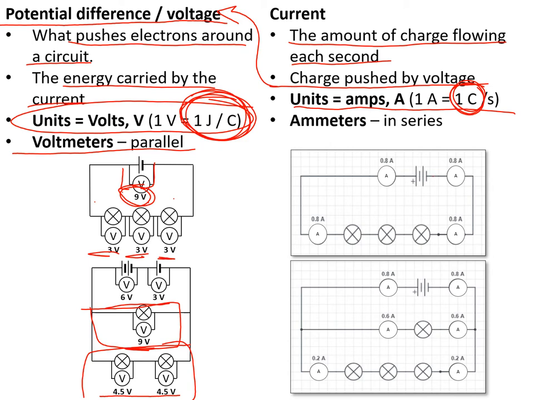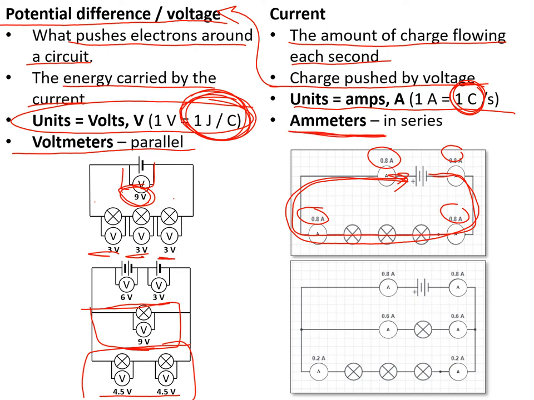So if we look at this one, we can see the current is staying the same at every ammeter. So we've got 0.8 amps, 0.8 amps, 0.8 amps, 0.8 amps, and so on. And I think that makes sense because there's nowhere else for the electrons to go. So every electron leaving the battery here must be going through every part of the circuit. So the current is staying the same in every part of the circuit. Current, I should say, is measured by an ammeter. If we look at ammeters, they're connected in series. So you can see how the ammeter here, for example, is connected in the same line as the battery it's measuring.